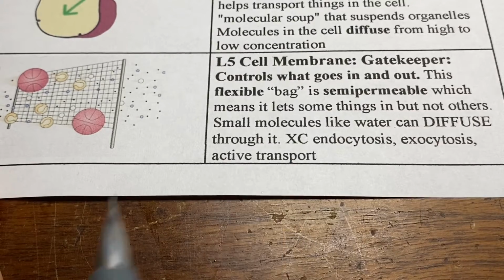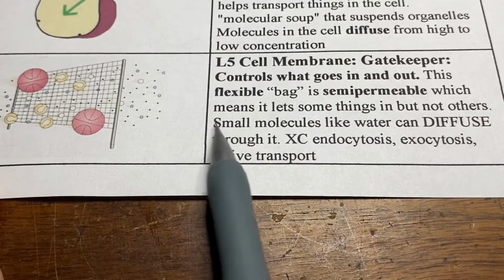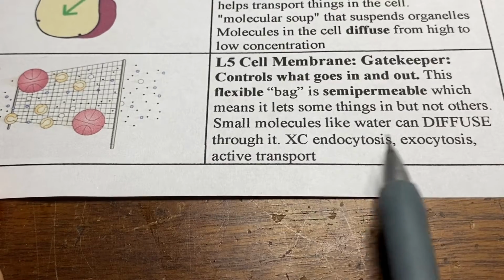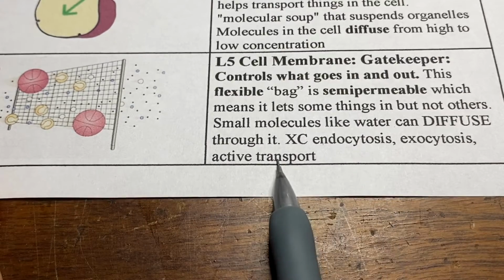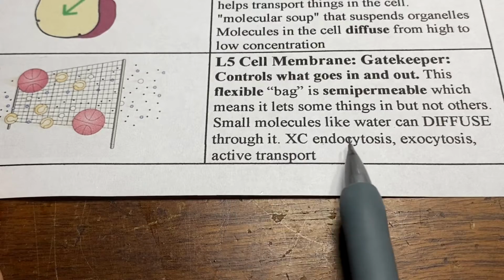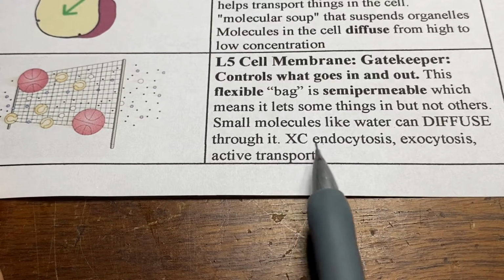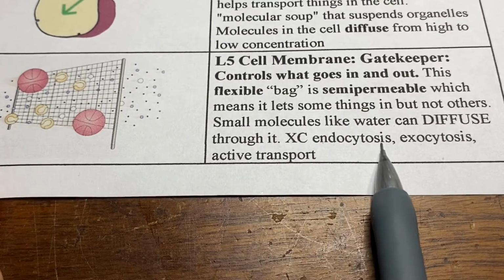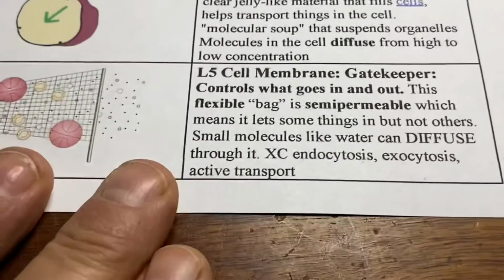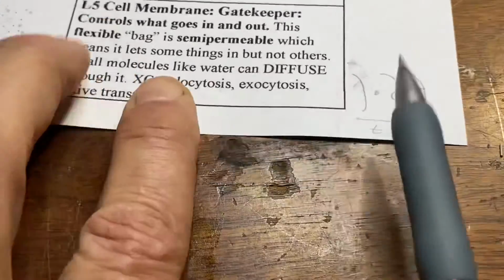It's level 5. For extra challenge, you'll need to know that diffusion is an example of passive transport, does not require cell energy, and then an example of active transport. And I'll talk about endocytosis and exocytosis. It's a form of transport that requires energy.